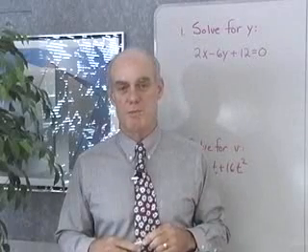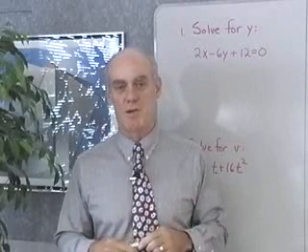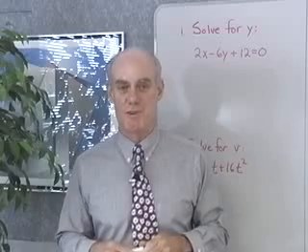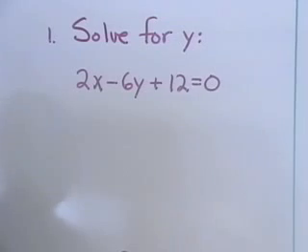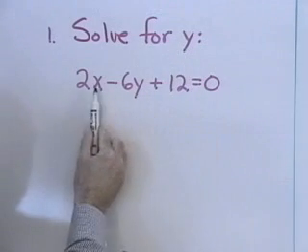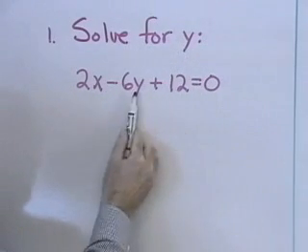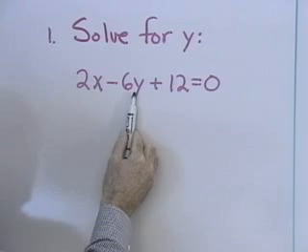Now we want to work some problems that involve formulas, and we're going to use the same properties that we used in the previous section to solve linear equations in one variable. Here's our first formula. We want to solve for y, and the formula is 2x minus 6y plus 12 is equal to 0. I'm going to isolate the y on one side of the equation.